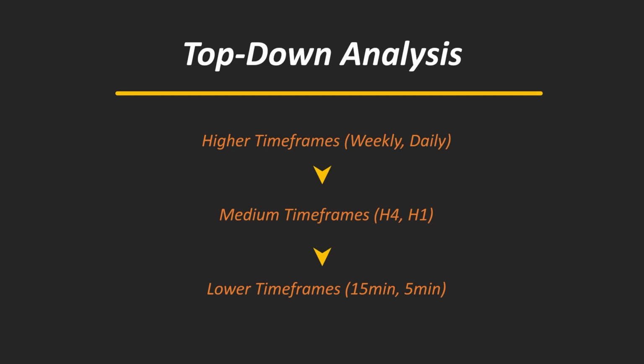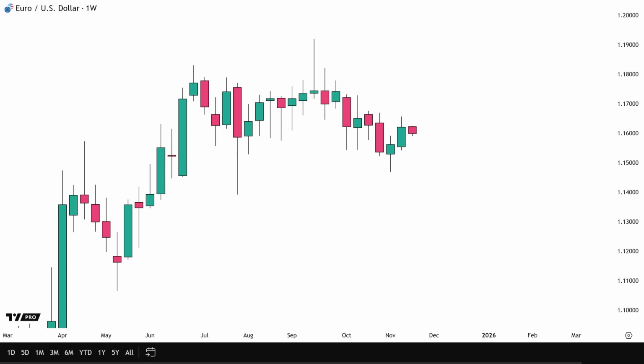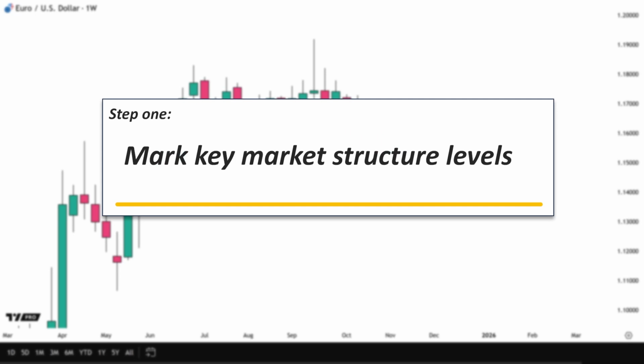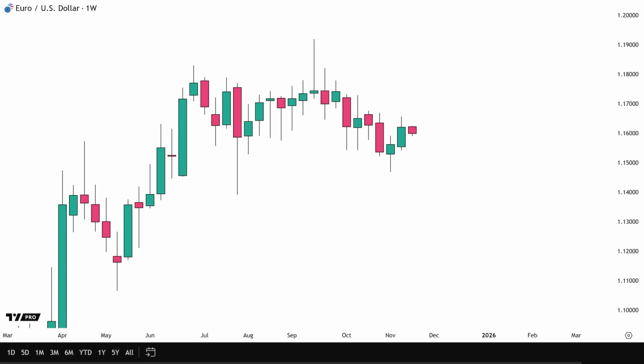Now let me show you how to apply it step by step on the price chart. Step 1. Start with the weekly time frame. On this higher time frame, the only thing we need to focus on is identifying and marking key market structure levels. That's all we use the weekly chart for. We don't apply any other concepts here because they aren't necessary. Our main trading time frame is the 1-hour chart and lower.